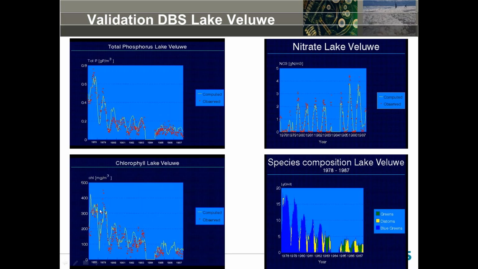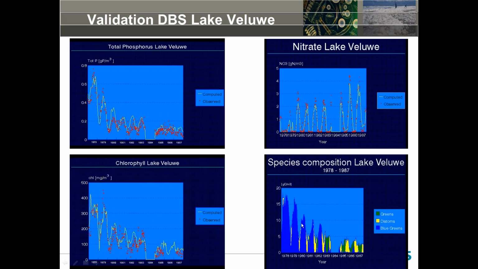Here we show the simulation and observations on chlorophyll. While at the beginning chlorophyll levels are up to 400 or even 500, they drop to 50 or 100 at the end of this 10-year period. And again, this is very well reproduced by the model.